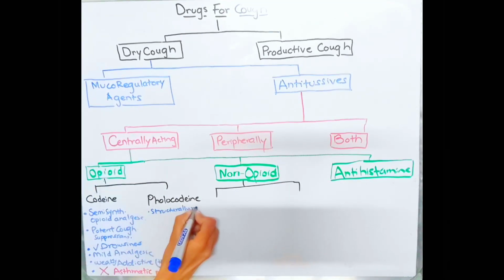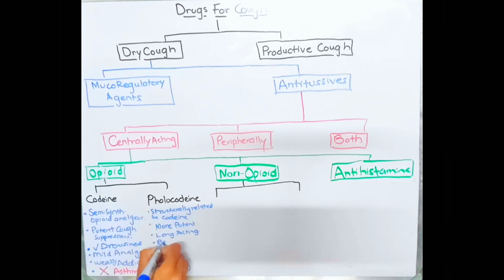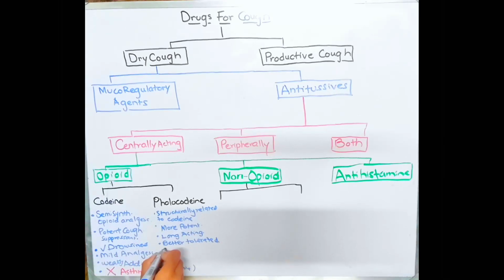Now we have fluocodeine, and fluocodeine is structurally related to codeine. It's more potent and long-acting and it is better tolerated as opposed to codeine. It also causes less drowsiness as compared to codeine.